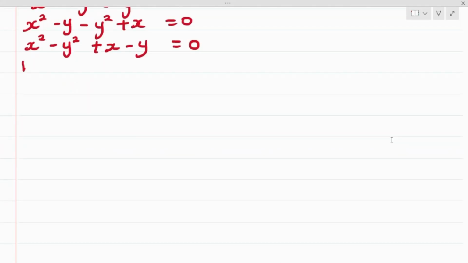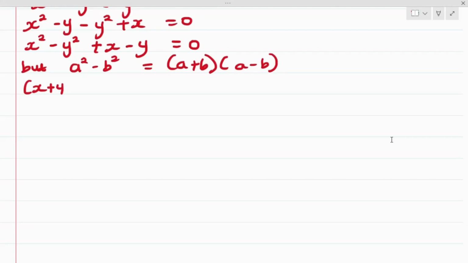But we know that if we have a squared minus b squared, this is equal to a plus b multiplied by a minus b. So at this point, we have x plus y multiplied by x minus y, plus x minus y, and this is equal to 0. So we have x minus y to be common.